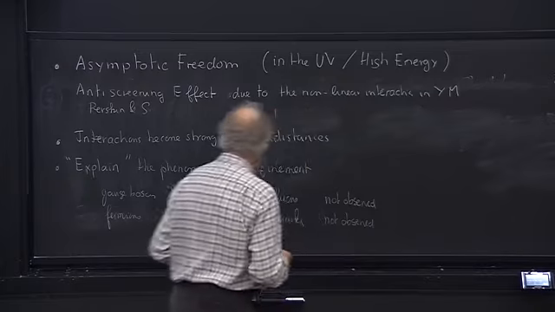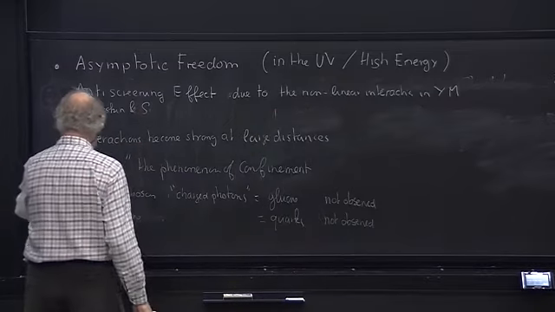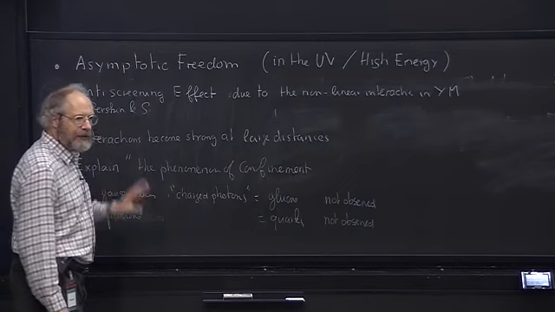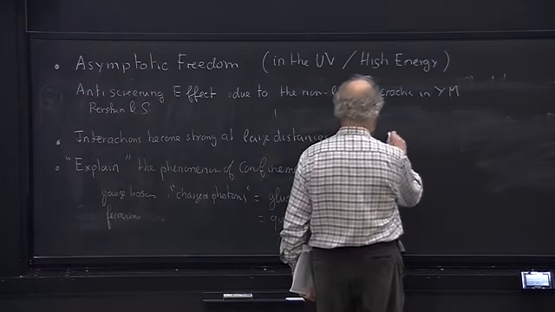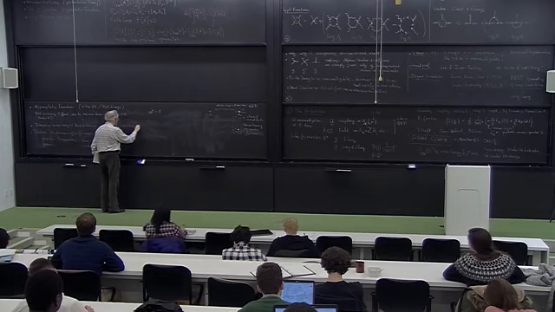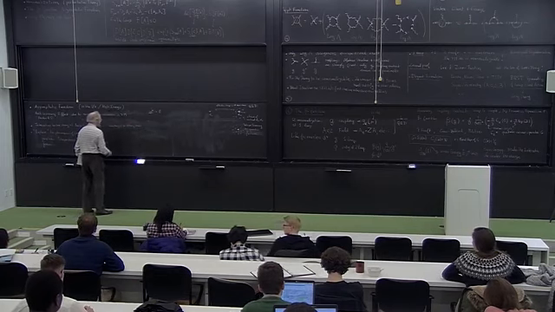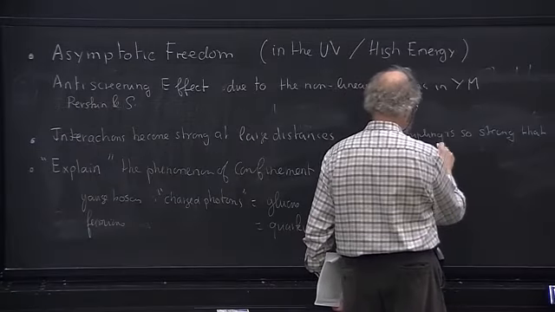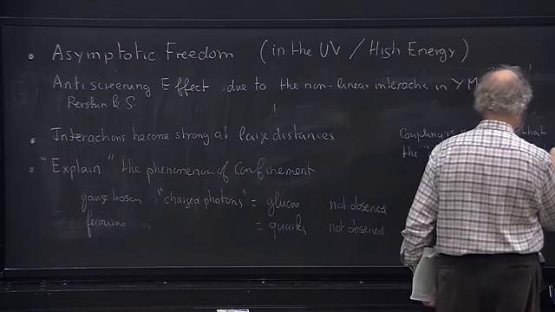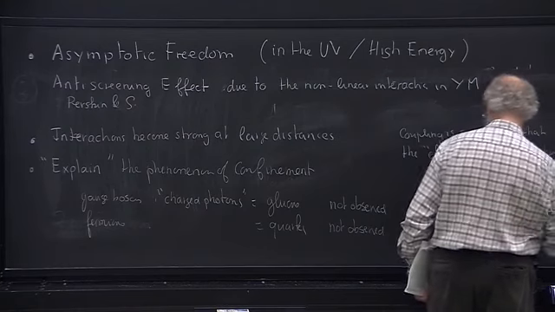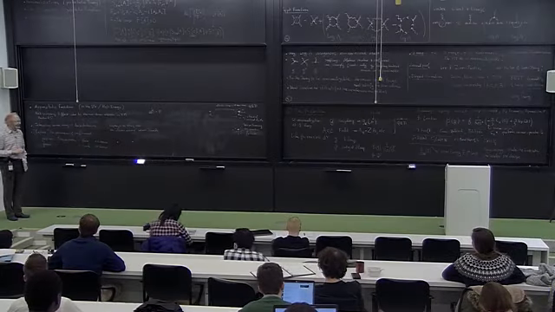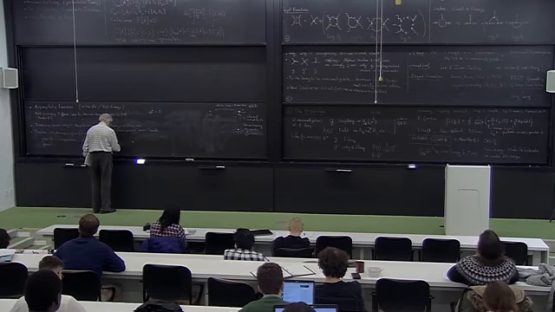Okay. And the reason for that is that since the theory is strongly coupled at large distance, the coupling becomes so strong that, for instance, the electric potential between two quarks... So imagine that you have two very heavy quarks charged with a charge plus and a charge minus.